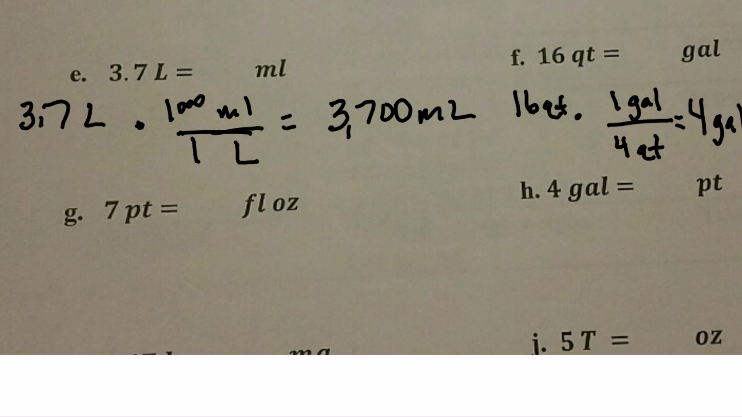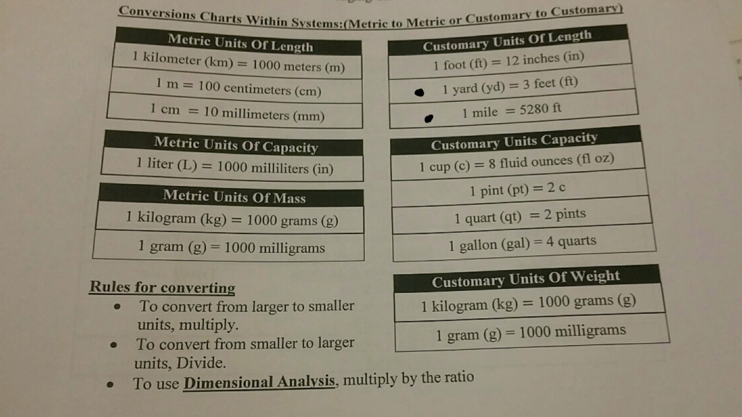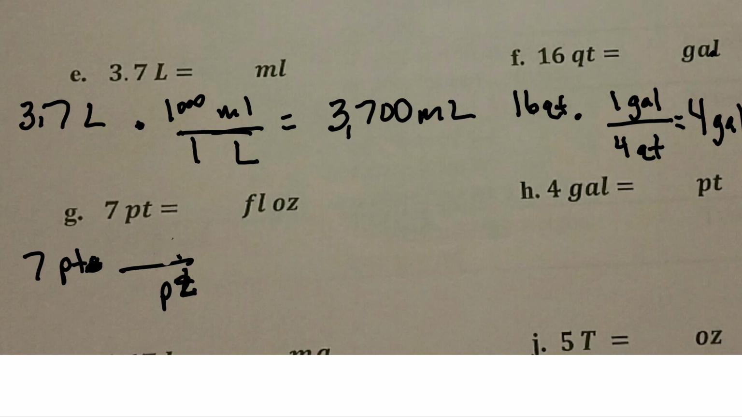7 pints to fluid ounces. I have 7 pint. Oh, you don't put the S there. I'm going to multiply. I want the pints to go on the bottom. I want fluid ounces on top. Now the problem here is if I look at my conversion, I don't have a conversion that goes right from pints to fluid ounces. I have 1 cup into fluid ounces, so I'm going to turn my pints into cups, and then my cups into fluid ounces.